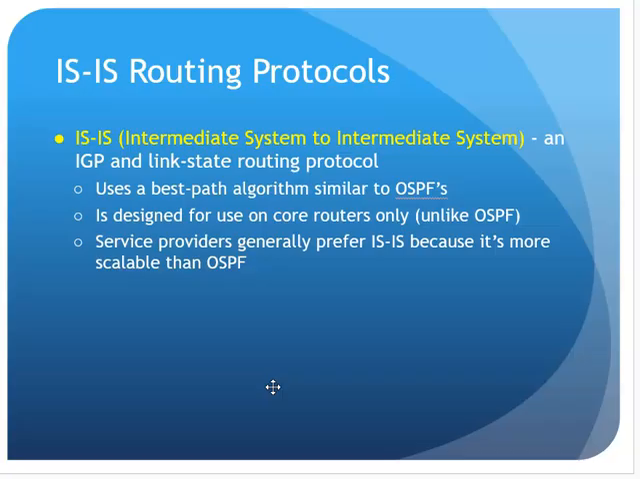IS-IS. This is one service providers tend to use. You might not see this one so much, and familiar is going to be the key. Just recognize what it is. Again, another link state protocol, uses best path, designed for use in core routers. Again, service providers would be the ones typically using this one.